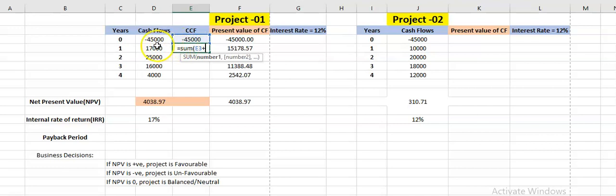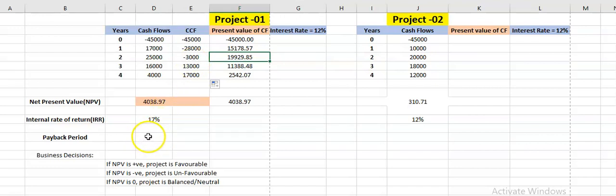Minus 45,000 plus the next 17,000, so here is minus 28,000. Copy all these. Minus 28,000 plus the next year's positive cash flow of 25,000, remaining is minus 3,000. Minus 3,000 plus 16,000 plus 13,000 plus 13,000 plus 4,000, 17,000. This is the meaning of cumulative cash flows, combined cash flows year to year.